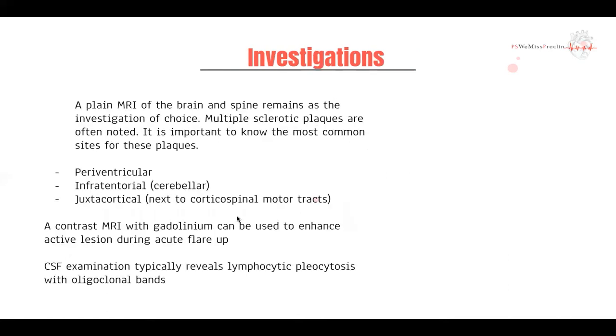So what investigations do we do? A plain MRI of the brain and spine is going to be the investigation of choice because, again, these are CNS lesions, right? And you would often see multiple sclerotic plaques. It's important to know the most common sites where these plaques are found. They can be periventricular, so next to the lateral ventricles, infratentorial or cerebellar, or juxtacortical, next to the corticospinal motor tracts in the spine.